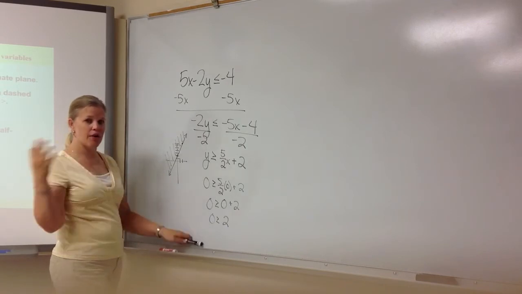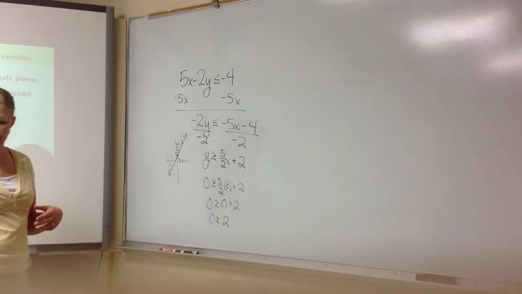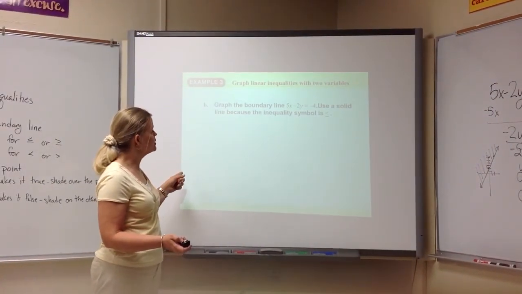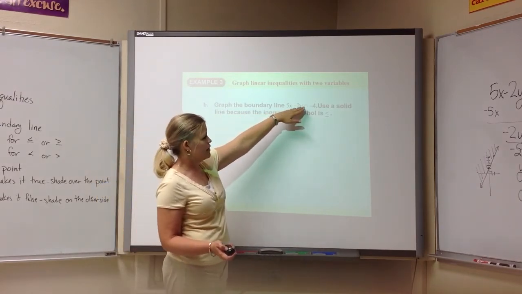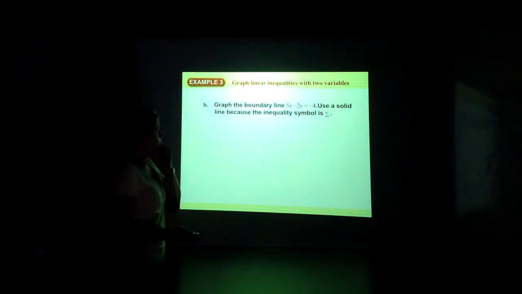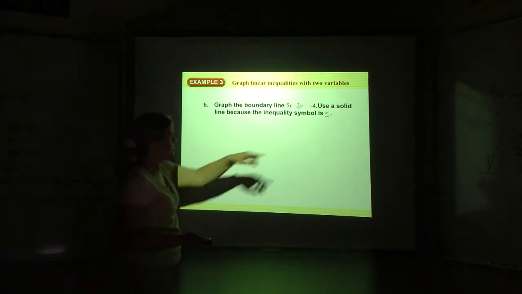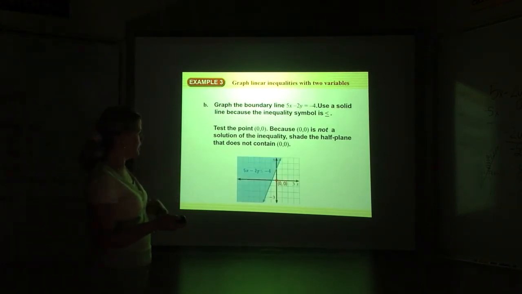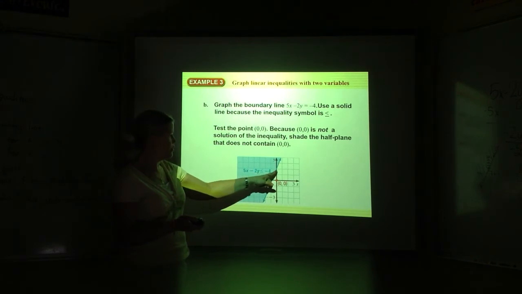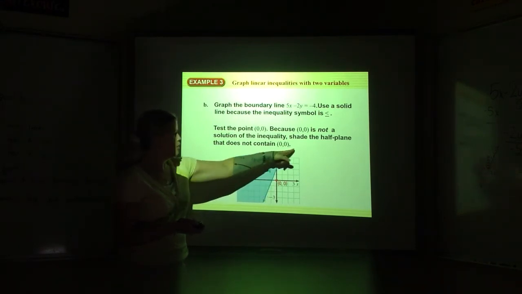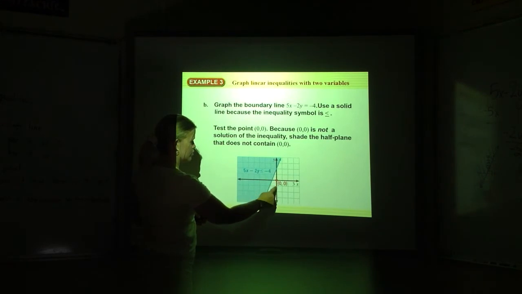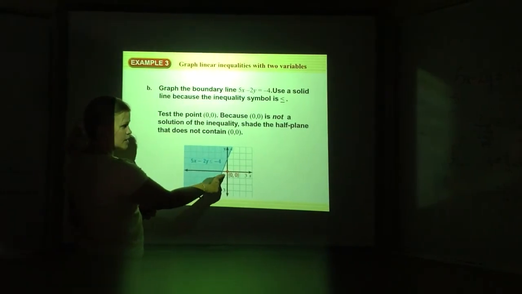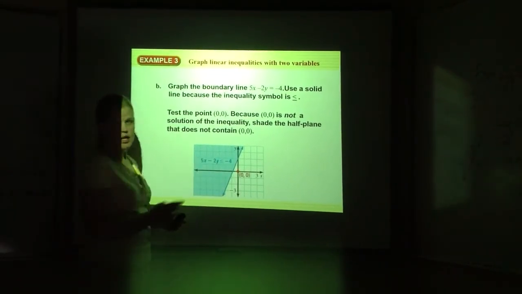Okay? Let's compare that with how the book did it. So we're going to go back to this and look at the next one. And we'll go ahead and turn off the lights. They tell us that it's going to graph that line and use a solid line, which is what we said. Okay? And they said use 0, 0, which we did. And let's see, yep, it went through 2. Instead of thinking about going way up, if you look, 1, 2, 3, 4, 5, and to the left, yes. Okay? And they tried 0, 0, and it didn't work, so they shaded above it.